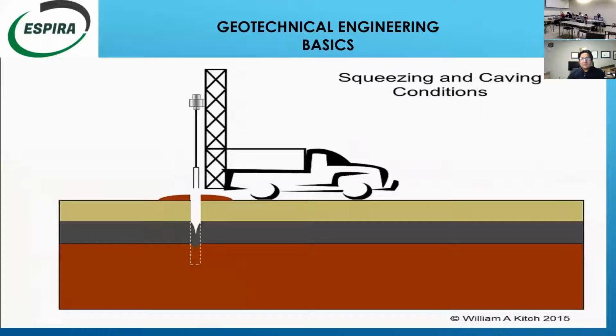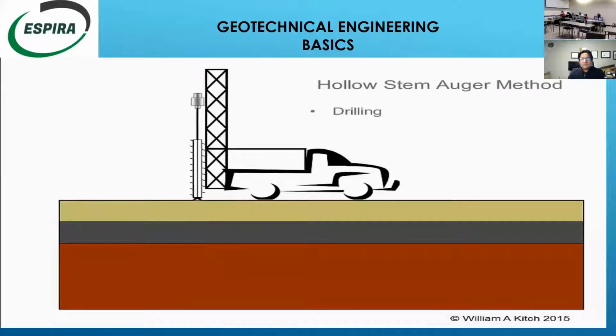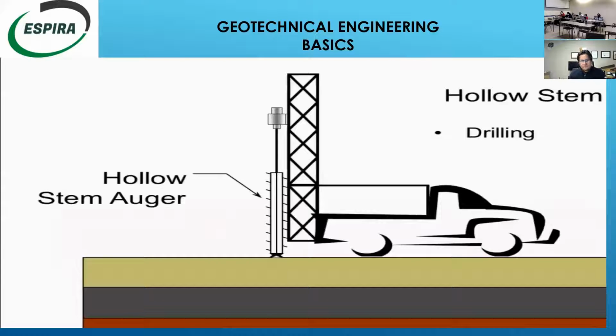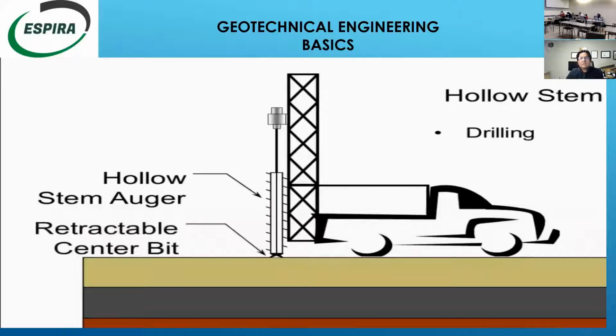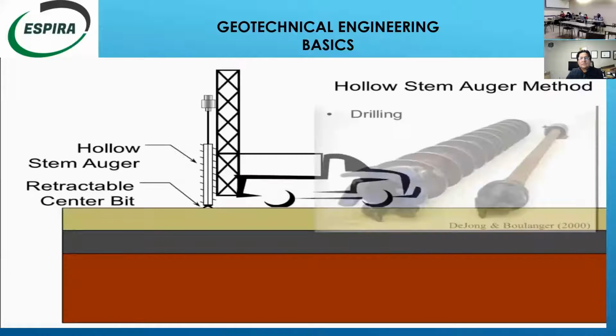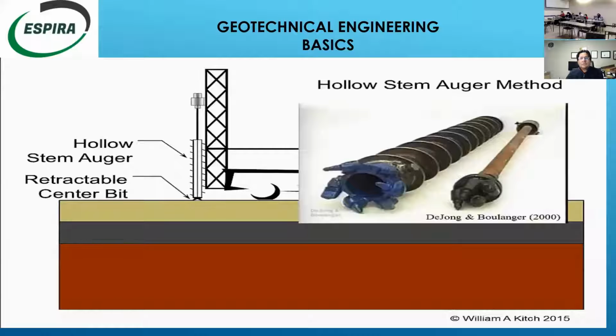When squeezing or caving conditions occur, we must use a different drilling method that will support the borehole during the sampling process. One method that can be used in caving or squeezing soil conditions is the hollow stem auger method. In this method, we use a continuous flight auger as in the open hole method, but in this case the auger stem is hollow. The bit in the center of the auger is retractable and can be removed through the hollow stem. The inset photo shows a hollow stem auger and its retractable center bit. For illustration purposes, the center bit has been removed and is shown next to the hollow stem auger. During drilling, the center bit is inserted inside the hollow stem.